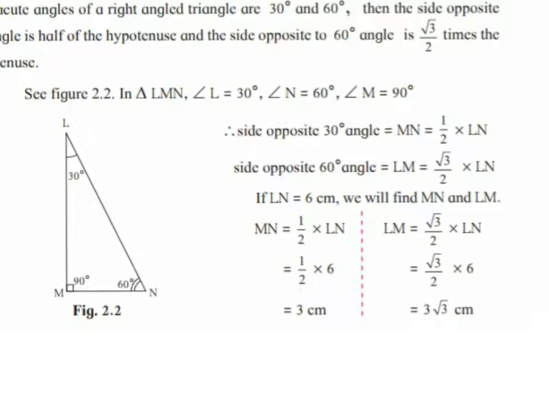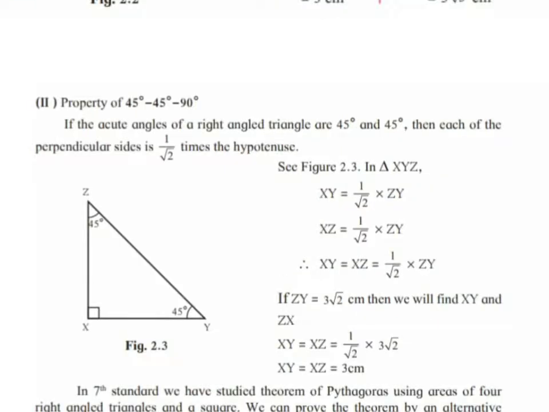Now the next property is 45, 45, 90. Let's see the next property. By the property of 45, 45, 90, if the acute angles of a right angle triangle are 45° and 45°, then each of the perpendicular sides is 1 upon root 2 times the hypotenuse. Let's see with a figure. In triangle XYZ, angle X is 90° and the remaining two angles, angle Z and angle Y, are 45°.